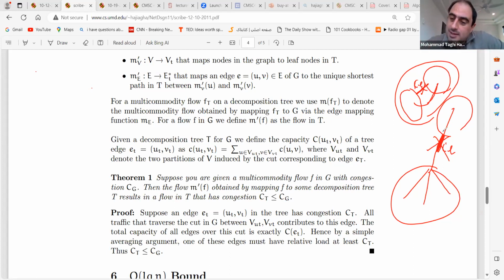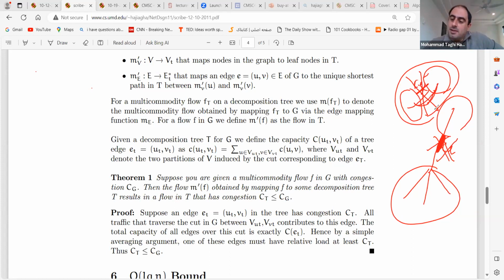Now, what is the good thing? Whenever you want to disconnect this part of the graph from this part, you just cut this edge. This cut is not C of E, it's the sum of all these capacities. If you delete this edge, in some sense, you cut all the edges between these two partitions, all of them together, essentially.